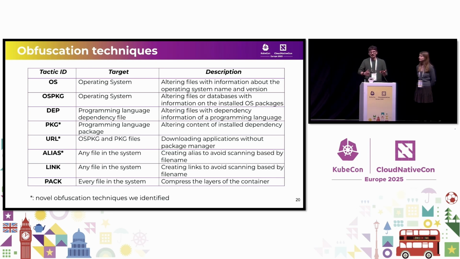In this case, we use aliases or links to hide the real path of some files that are used as index files by software composition analysis tools. And finally, we have the pack obfuscation. Basically, the content of the image is compressed. So this refers to multi-stage builds or tools that compress the layers into a single one.